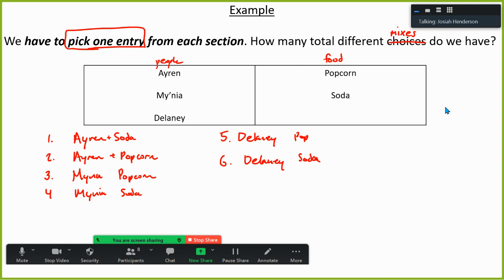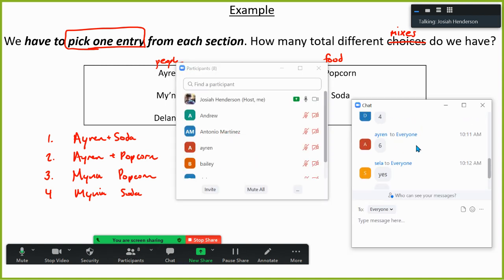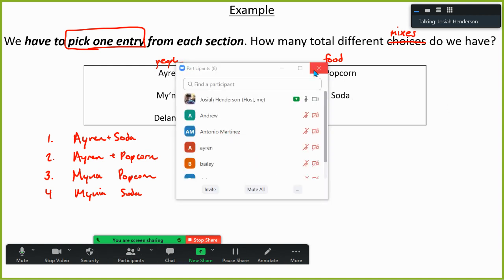Oh, it's okay. So good job. Thank you, you 3, Sela and Aaron and Delaney, for jumping in and trying that problem with me.